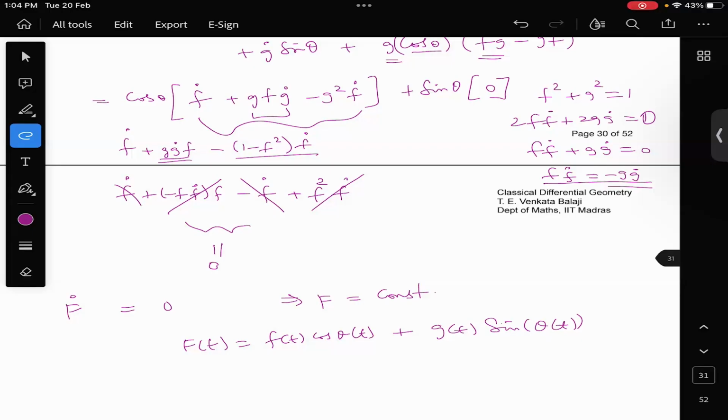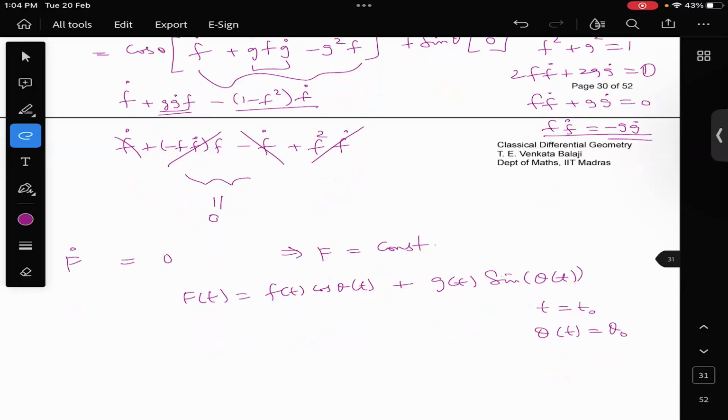We have fixed at t equal to t naught, theta of t equal to theta naught. In that case what happens is that you will see that this constant will work out to be 1, because sin squared theta naught plus cos squared theta naught is 1. So you basically will get f of t.